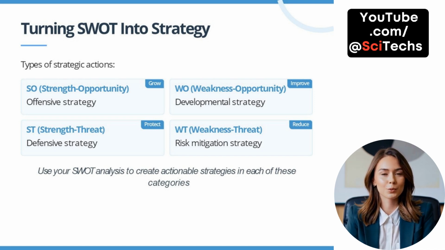WO strategies, or weakness-opportunity strategies, aim to improve internal limitations to seize external opportunities, like investing in employee training to serve a new market. ST strategies, or strength-threat combinations, are defensive approaches where strengths are used to protect against external threats, such as using a strong supply chain to buffer against global disruptions. Finally, WT strategies involve risk mitigation, reducing both internal weaknesses and exposure to external threats. Each of these strategy types creates a path forward. The value of SWOT lies in its ability to help you make purposeful, prioritized, and data-informed decisions.